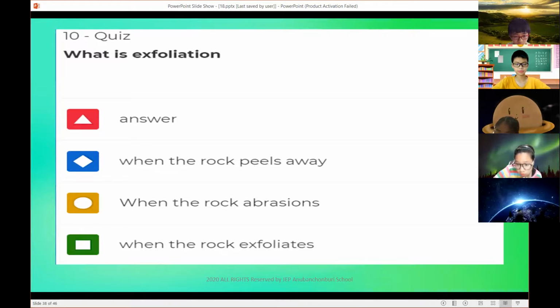Triangle, exfoliation is the answer. Diamond, when the rock peels away like an onion. Circle, when the rock abrasions. Or square, when the rock exfoliates.